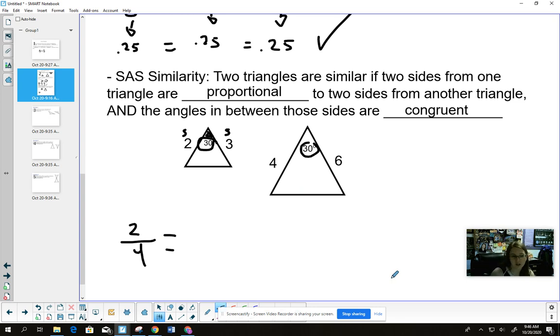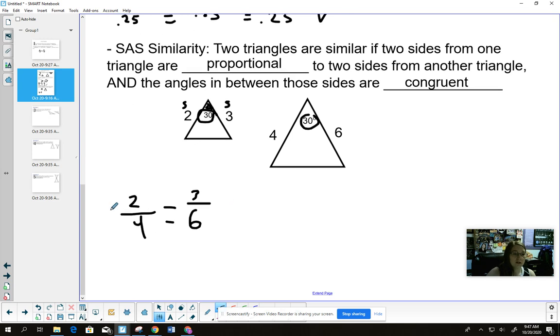So what's going to be our other fraction? Well, we have 3 over 6. Those sides correspond to each other. So again, if they're proportional, they would go together. You could think about it like that. We'd take 3, we'd multiply by something to get 6. We'd take 2, we'd multiply by something to get 4. So do these come out to be the same decimal when we divide them? They do actually. 2 divided by 4 is 0.5. 3 divided by 6 is 0.5.